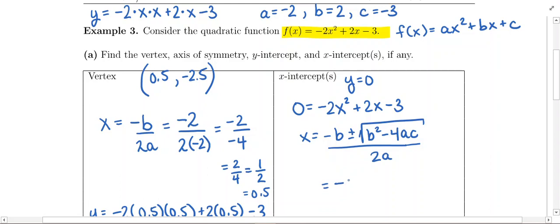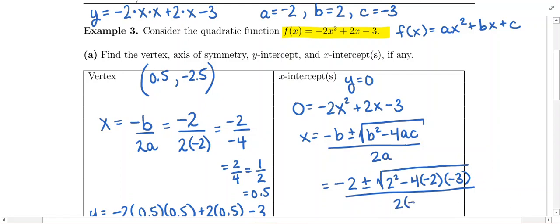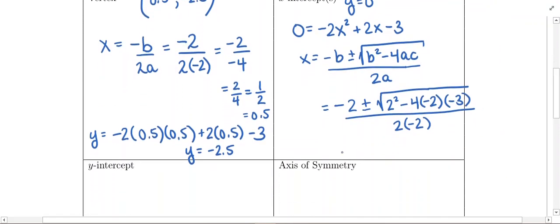We're going to get the following. Negative b, that's going to be negative 2, plus or minus the square root of b squared, so that's going to be 2 squared, minus 4 times a, which is negative 2, times c, which is negative 3, all over 2 times a. A is negative 2. This is how you plug into it, and then you have to simplify. All right, so let's see what we get. Let's work in the numerator. We're going to get negative 2 plus or minus, let's see what's under the square root. Under the square root, we're going to get 4. 2 squared is 4. And then we've got minus.